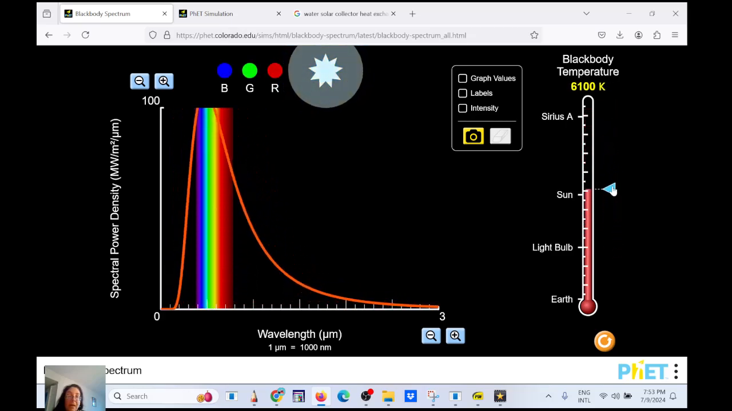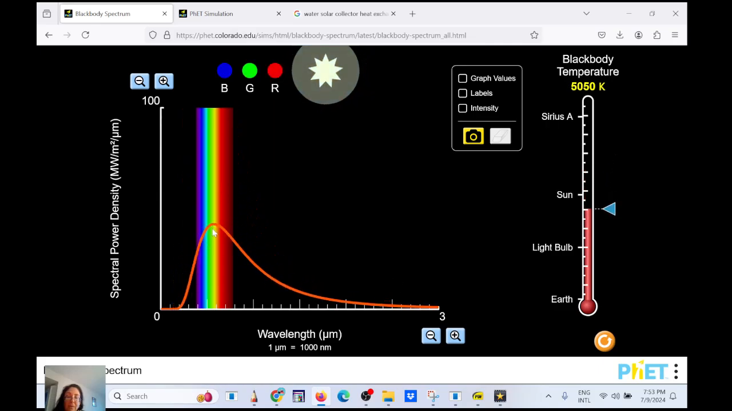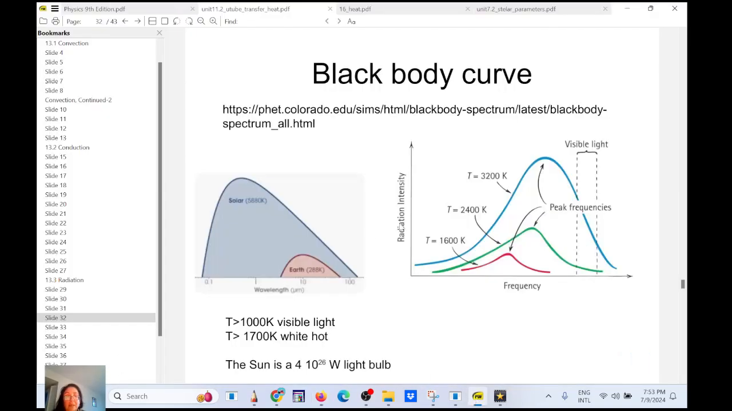Okay, so this is the Blackbody law. It has a bell shape. So let's go back to the slide. You see that the sun is like a light bulb, but a 4 times 10 to the 26 watt light bulb. So joules per second. That will be the total amount of energy emitted per second.